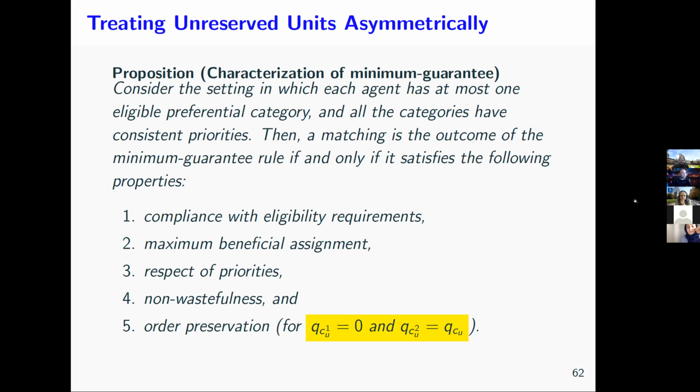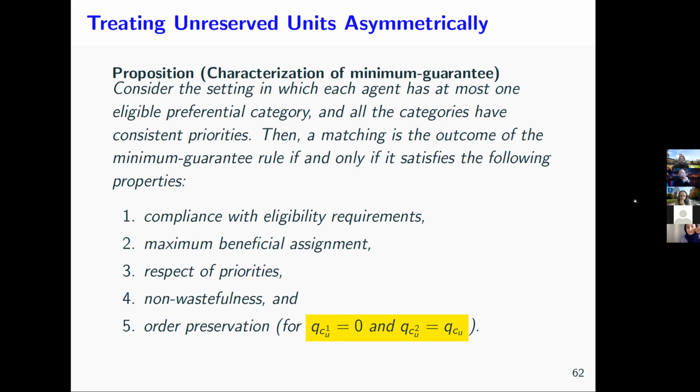And what we show is that the outcome is an outcome of minimum guarantee if and only if it satisfies these five axioms listed on the page, which is compliance of eligibility requirements, maximal beneficial assignment, respect of priorities, non-wastefulness, and order preservation with respect to the condition that you have QCU1 equal to 0 and QCU2 equal to QCU, which essentially means that you are using all the unreserved units later.